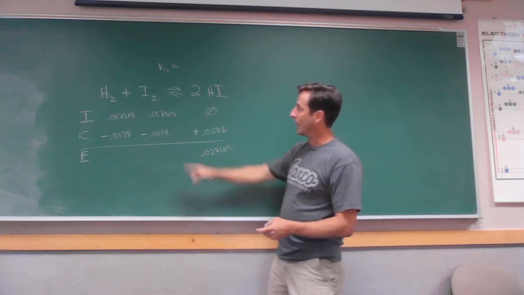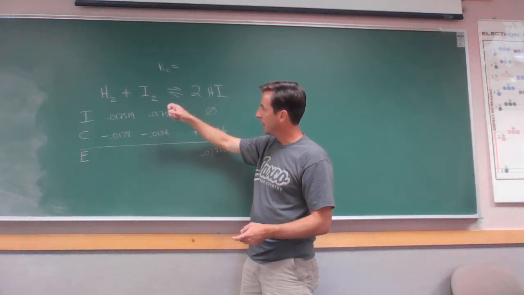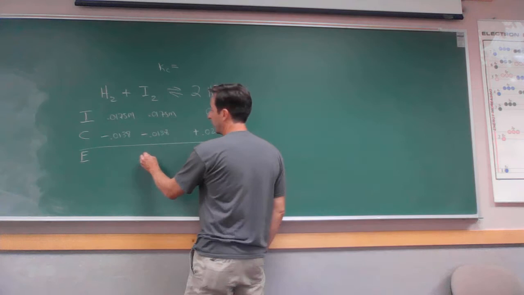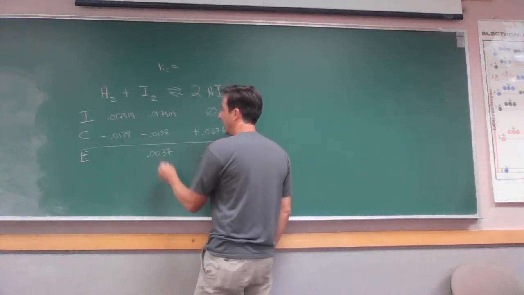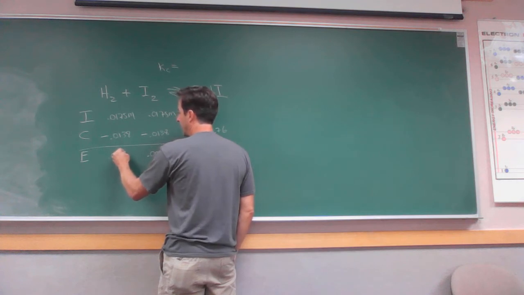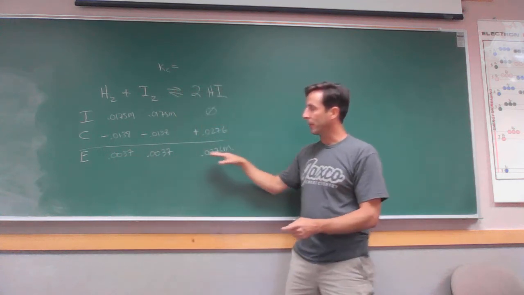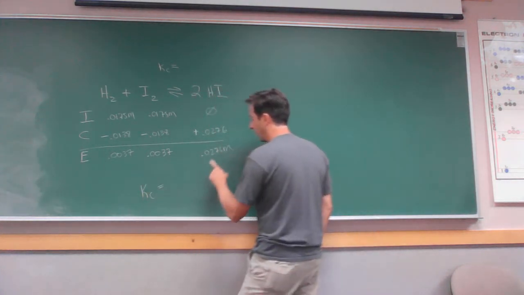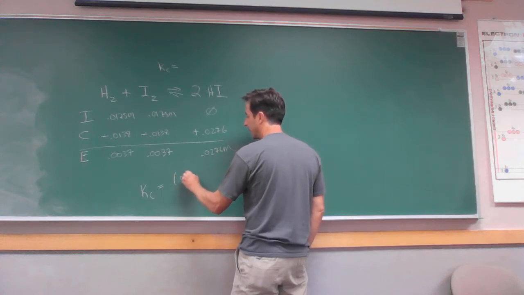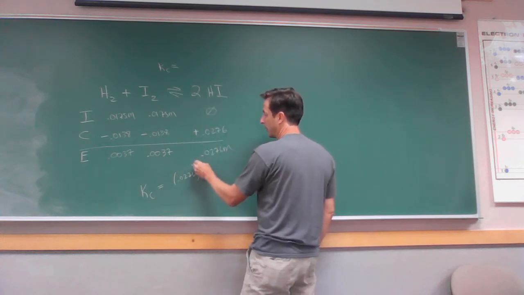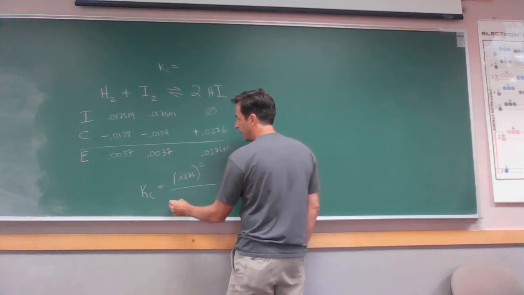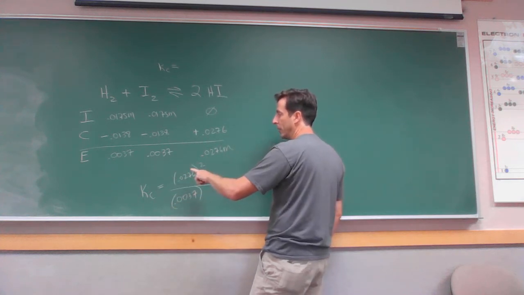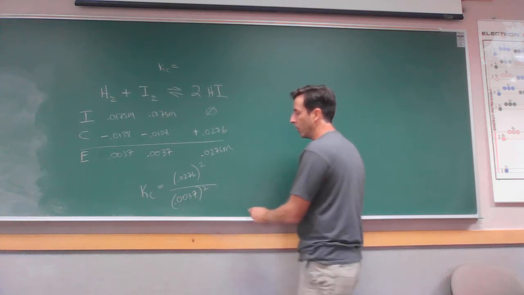Okay? At that point, now I can finish each column, 0.0175 minus 0.0138. It's going to give me the equilibrium concentration of I2. That's going to be 0.0037. And then the same thing for H2, 0.0037. And now that I have all the equilibrium concentrations, now I can set up my expression. Kc is going to equal the product, 0.0276, on top, but it's got to be squared because of the 2 in the reaction, over 0.0037 for the H2 times 0.0037 for the I2. So I'm just going to say 0.0037 squared.